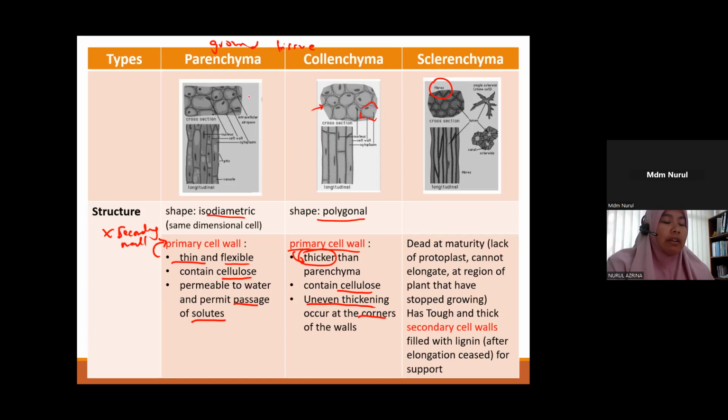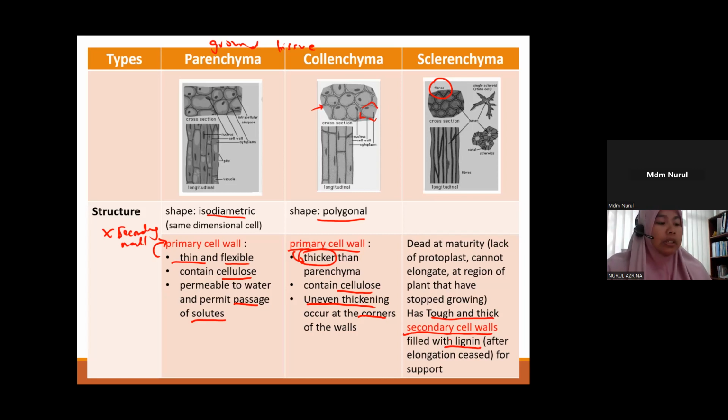For sclerenchyma, sclerenchyma cells have a tough and thick secondary wall. This is something special for sclerenchyma. Both parenchyma and collenchyma lack a secondary wall, but sclerenchyma do have a secondary wall that is lignified. Lignin makes them stronger and sturdy.